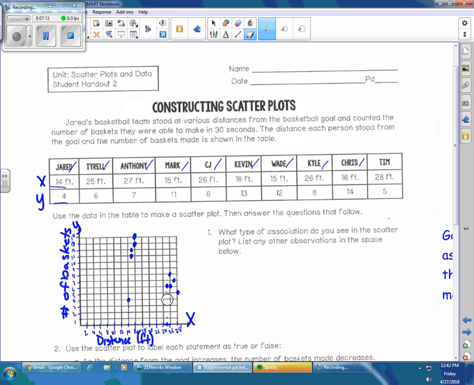I'm going to just take these little dots away so you don't think that they're data points. Okay. What type of association do you see in this scatter plot? List any other observations in the space below. So it looks like I've got a group of data up here and a group of data down here. And some might say there's no association, there's no relationship. I've got one group and a second group. But let's look at it a little bit closer.